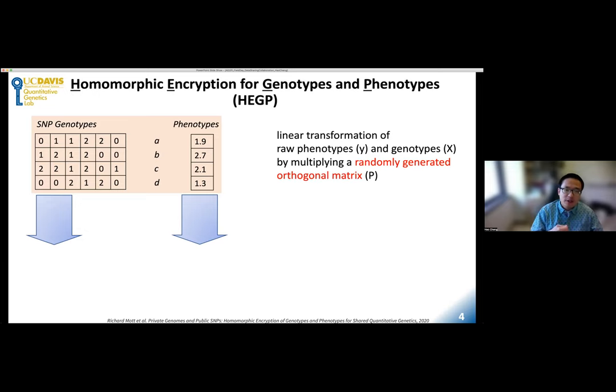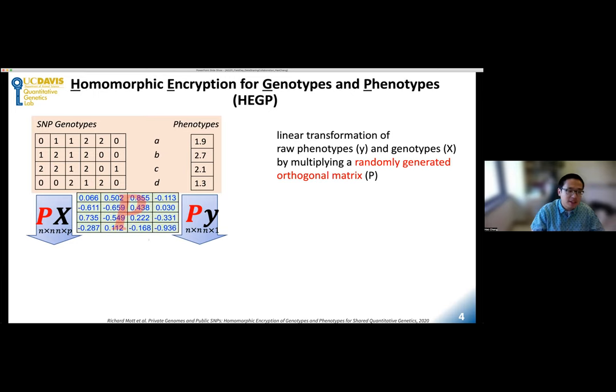transformation of the raw phenotype and genotype, by multiplying by a randomly generated orthogonal matrix P. Let's say the genotype is X and the phenotype is Y. What we are going to do is just pre-multiply X and Y by a randomly generated orthogonal matrix, let's say it's P. This is a tiny example. For this example, P is a 4x4 matrix, but it is an orthogonal matrix.